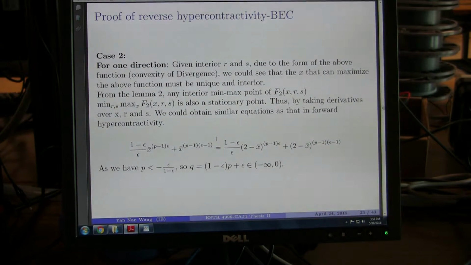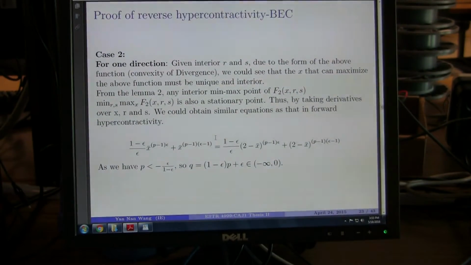By Lemma 2, we could see any interior minimax point of f2(x, r, s) is also a stationary point. Then, by taking derivatives over x, r, s, we could obtain 3 equations. These 3 equations are similar to those in the proof of the forward hypercontractive region, and we could use similar tricks to reduce it to one equation.